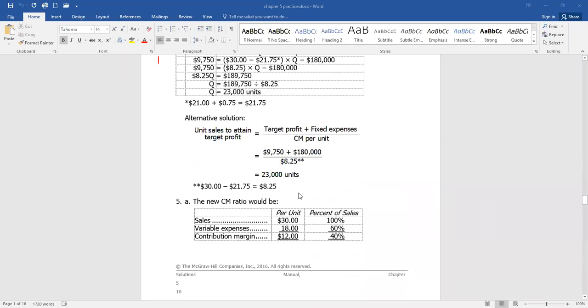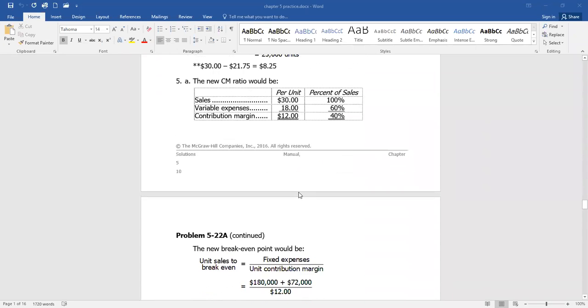Okay, and our final area is on number 5, refer to the original data. Now they're saying by automating, the company could reduce variable expenses by $3 per unit. However, fixed expenses would increase by $72,000 each month. Now they want us to compute the new contribution margin ratio and break even in both sales and units and dollars. So our sales would be at $30.